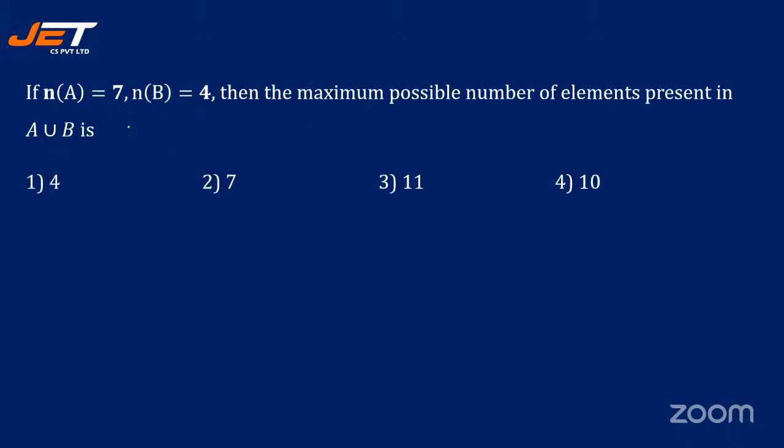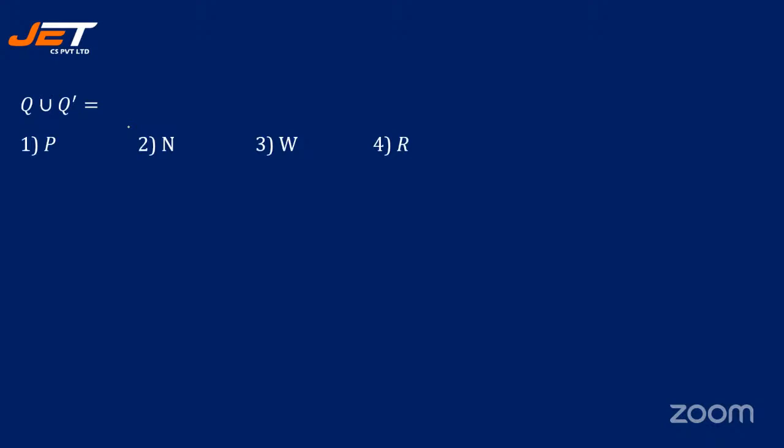If n of A is equal to 7, n of B is equal to 4, then the maximum possible number of elements present in A union B is dash. So again, n of A plus n of B minus n of A intersection B. Here it is not given, so you should only add up n of A and n of B. 7 plus 4. So your answer must be option 3, that is 11. All right, see the next question.